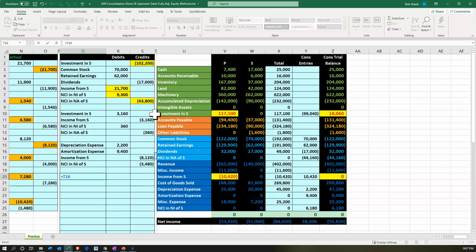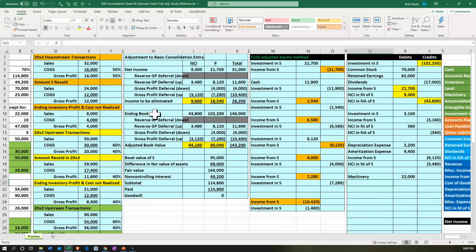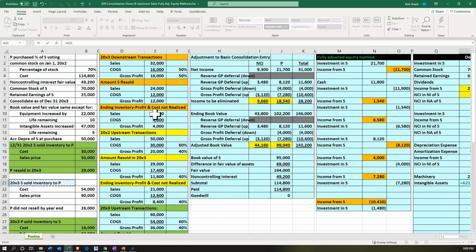So I'm going to say, all right, the machinery and equipment must have been higher. And I'm going to say that's going to be higher by, let's go on back and say that was $22,000 higher at that point. And then we had the intangible assets that were higher. Intangible assets were higher too. So we got to put those on the books with a debit of the 47,000.